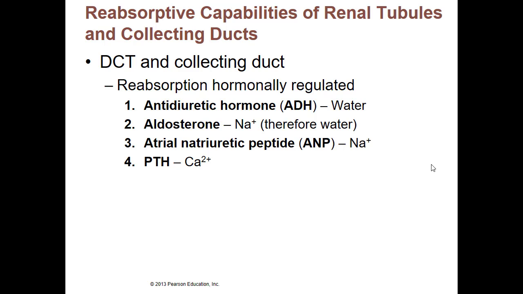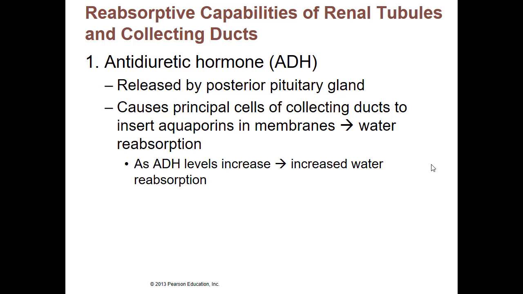Now, the first hormone is called the antidiuretic hormone, and it controls water movement. I already briefly talked about it. Aldosterone controls sodium movement, and anywhere sodium goes, water will follow. And then we have the atrial natriuretic peptide, which also controls sodium movement, but in a different way. And then we have the parathyroid hormone, which controls calcium uptake. Now, I've got a slide on each of these, and I'm going to draw up here too. But these are all controlling the distal convoluted tubule and the collecting duct.